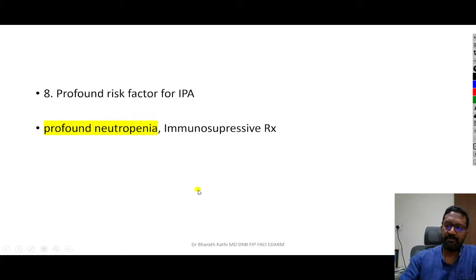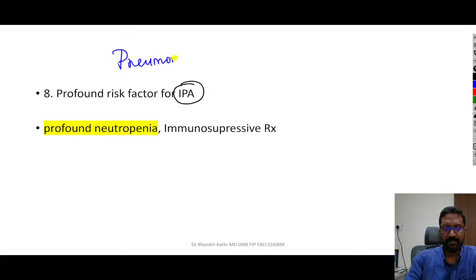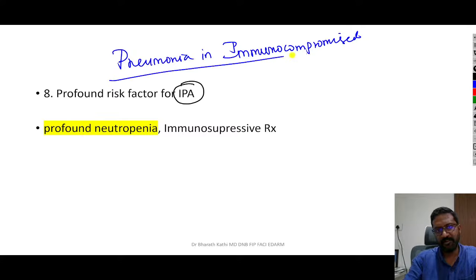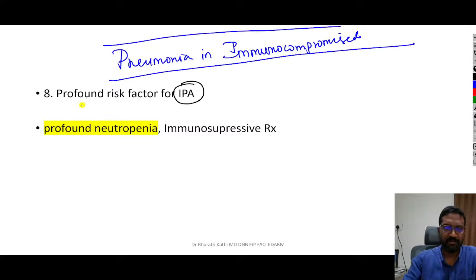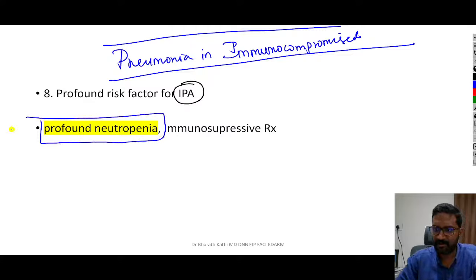Then, what was this question on invasive pulmonary aspergillosis? We know that invasive pulmonary aspergillosis is a pneumonia in immunocompromised patients. And especially in our body, neutrophils are responsible for clearing the fungal filaments, fungal hyphae. Which of the following is the most profound risk factor? The most profound risk factor is profound neutropenia. The second thing is patient on long-term immunosuppressive therapy. Was this the question?